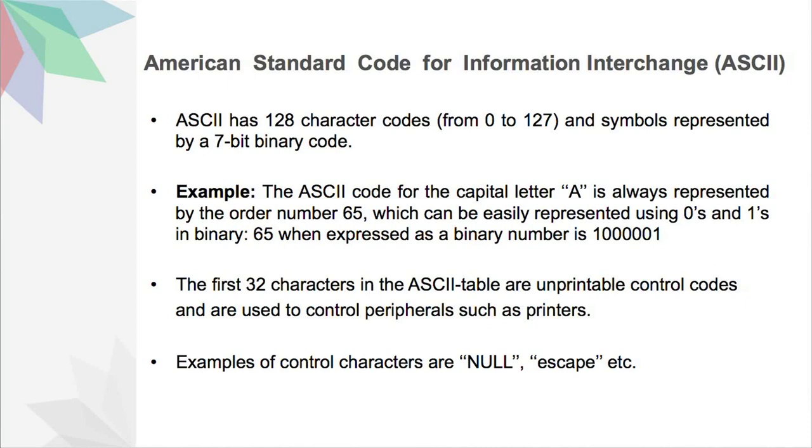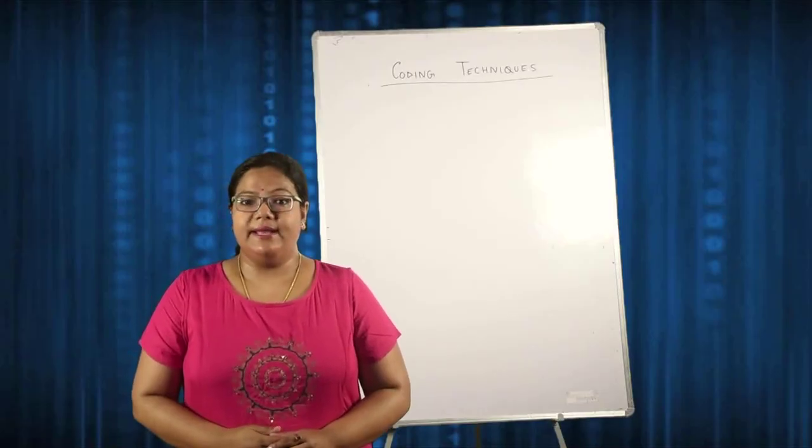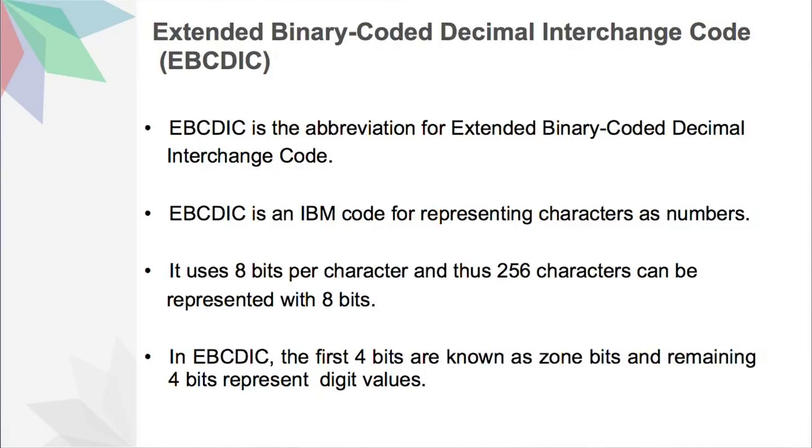The first 32 characters in the ASCII table are unprintable control codes. For example, null and escape are some examples of the control codes in ASCII format. Now let us look at another coding technique. Another popular coding technique is extended binary coded decimal interchange code, or EBCDIC. EBCDIC is an IBM code for representing characters as numbers.